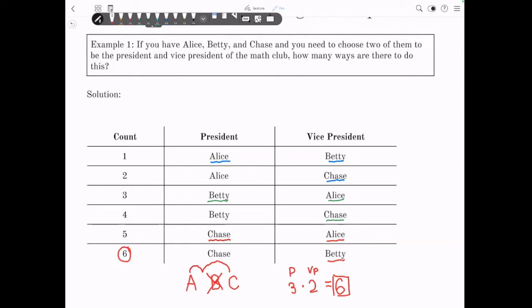You can put them in the chat if you have any questions. Okay, then I'll move on to the next problem.